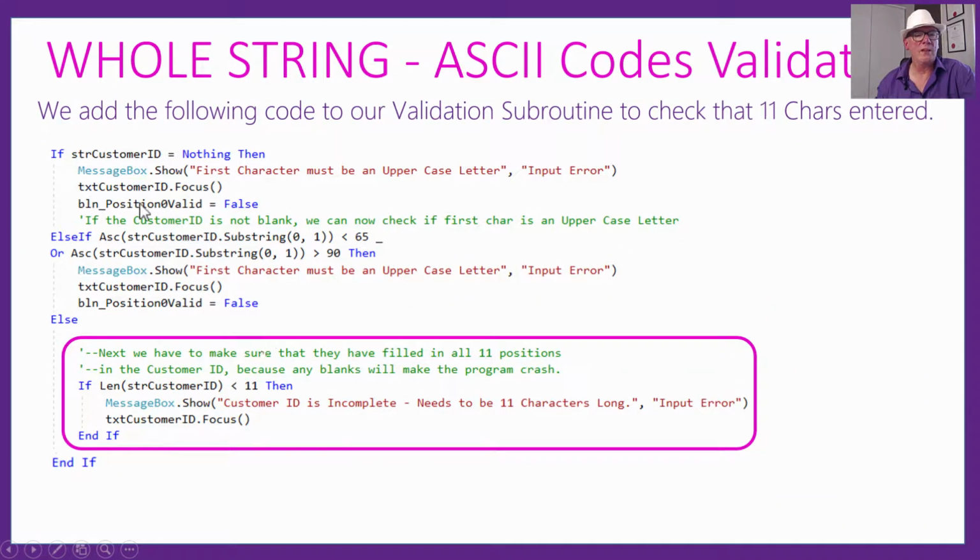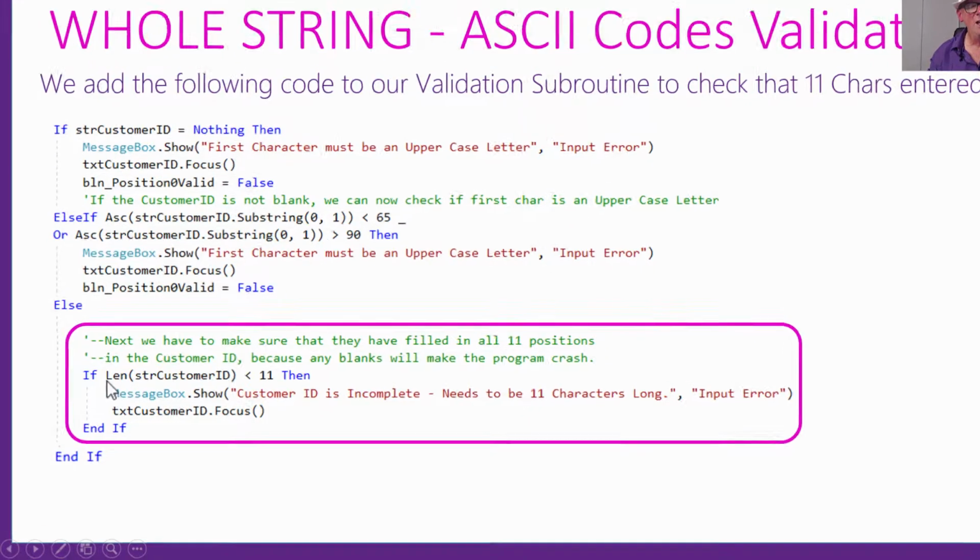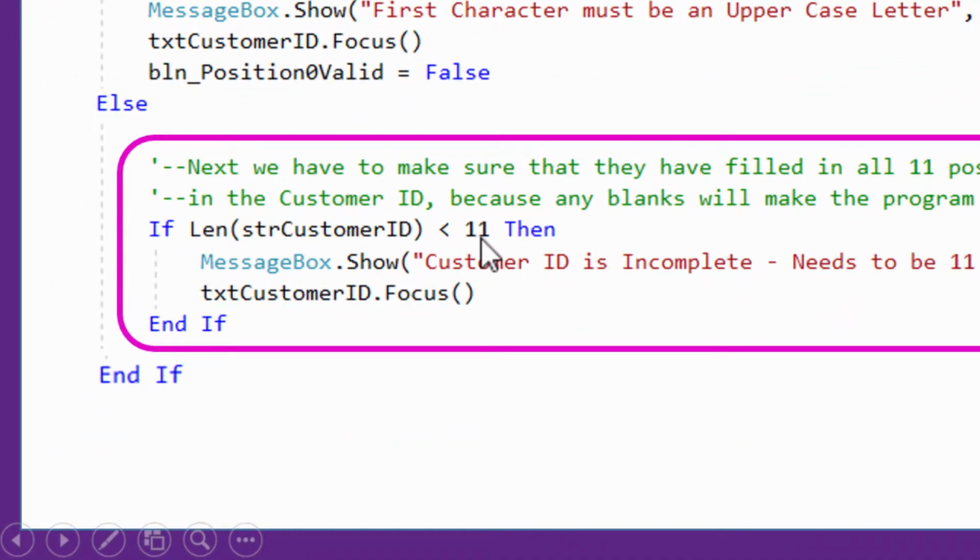All right, how we do that is we add this code. So this is the code we've got so far, checking for blanks, checking that it is an uppercase letter. Now we check, is the length of that string 11? So Len is how you determine the length. So if length of that, what they've entered, if it's less than 11, well, that's not good. We haven't got all the stuff yet. We need to have 11 characters to have a customer ID.